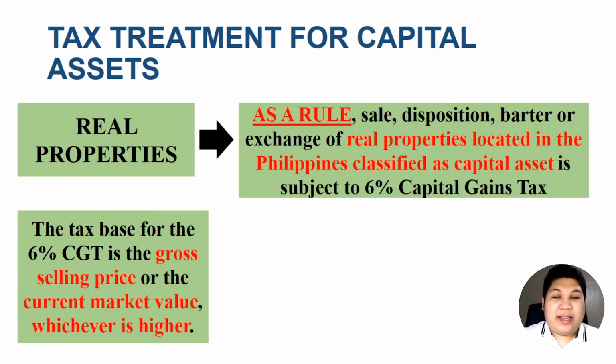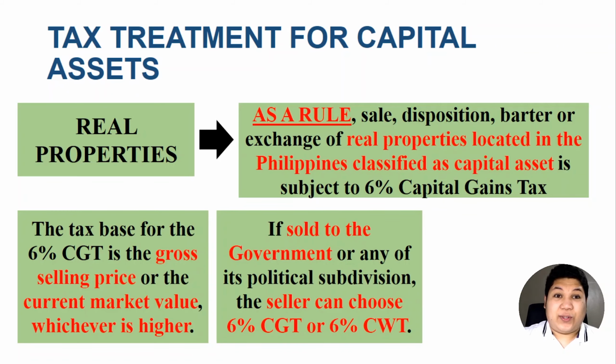when sold. The tax base for the 6% CGT or capital gains tax is the gross selling price or current market value, whichever is higher. If sold to the government or any of its political subdivisions, the seller can choose 6% CGT or 6% CWT. So we will have an illustration for this one by one.